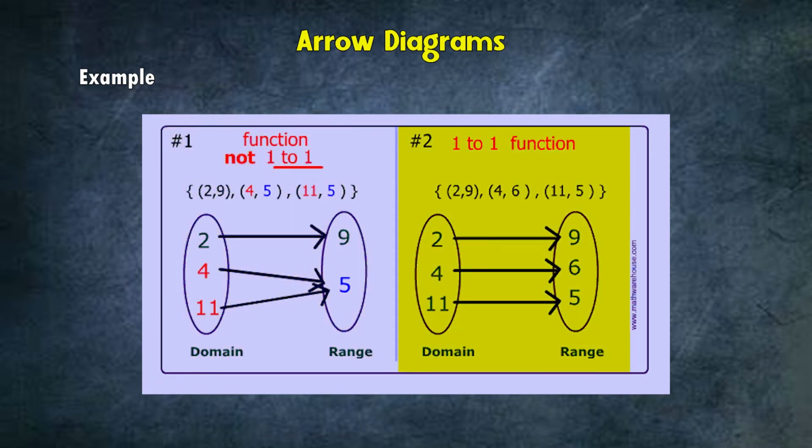However, if we look at the second one, we have 2 being mapped to 9, 4 mapped to 6, and 11 mapping to 5. And in this example, we have a one-to-one type of arrow diagram. So we could safely conclude that this is a function.